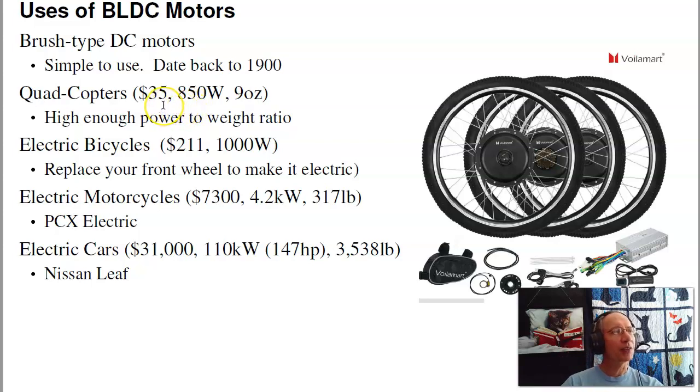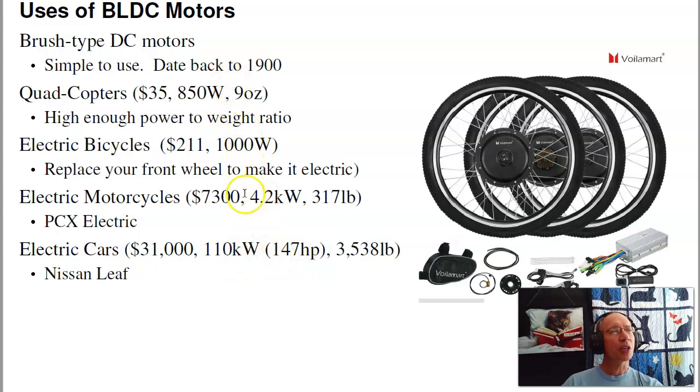Those cost $35, including the driving circuit. If you go on eBay, you can find 1,000-watt motors for your electric bicycle. For example, this is from Walmart. Just pop off your front wheel, pop this one on, and you have an electric bicycle. The battery's extra, but everything else is there for $200. When you get up to 4,000 watts, you start getting electric motorcycles. For example, the Honda PCX is $7,300, weighs 300 pounds. And even larger, the electric cars, like a Nissan Leaf, is 110 kilowatts, or 147 horsepower.